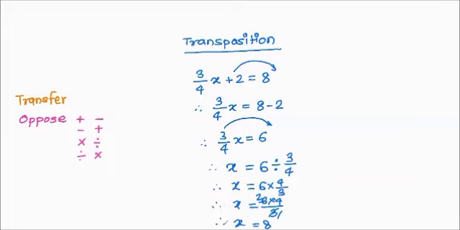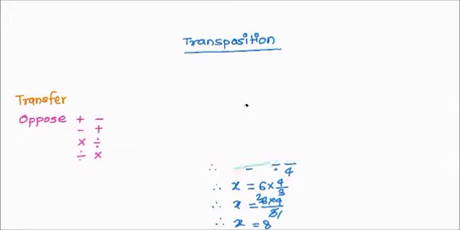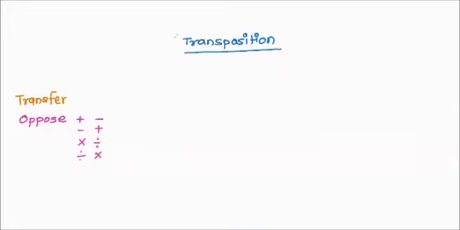Should we do one more example? Let's do one more example. 4y minus 5 is equal to 11. Minus 5 gets transferred this side. So it remains 4y, and minus 5 goes that side, so minus 5 becomes plus 5. So it is 11 plus 5. Therefore 4y is equal to 16.